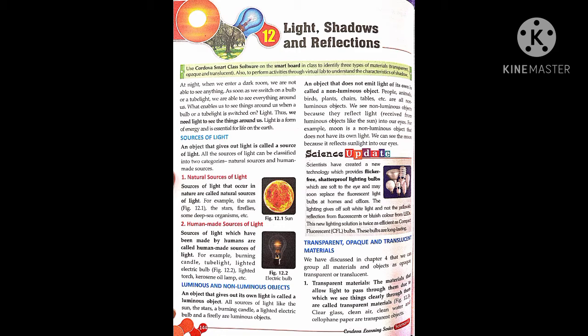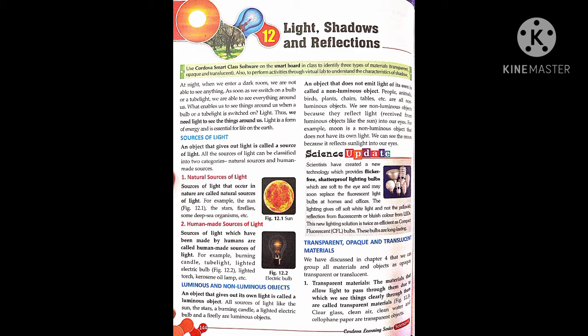Light is a form of energy and essential for life on the earth. Because you know that the photosynthesis process is done by the sunlight. We people need light for our work. Animals also need light. Indirectly or directly we depend upon plants for our food. So light is a form of energy and it is very necessary on the earth for the life system.